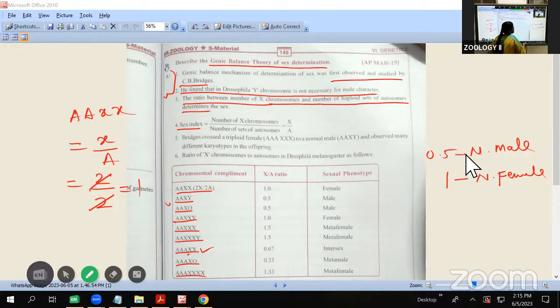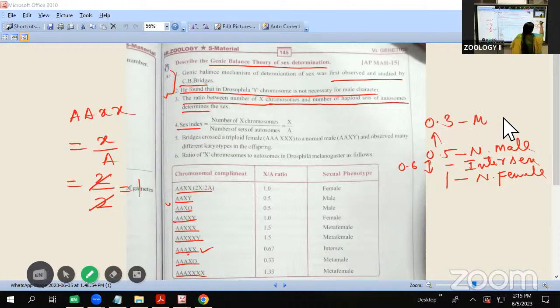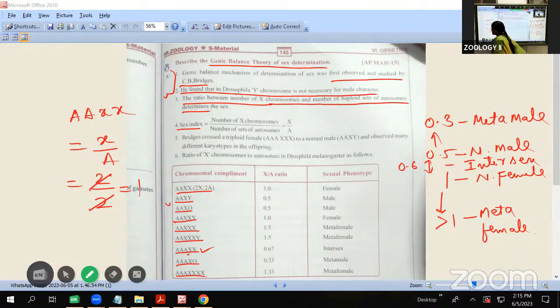0.5 is what we call a normal male. Between 0.5 and 1, for example 0.6, we call it an intersex. Below 0.5, for example 0.3, we call it a meta male. If the value is more than 1, then we call it a meta female. Like this, depending upon the sex index, the determination will be made.